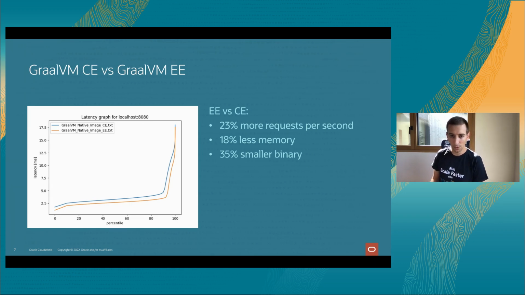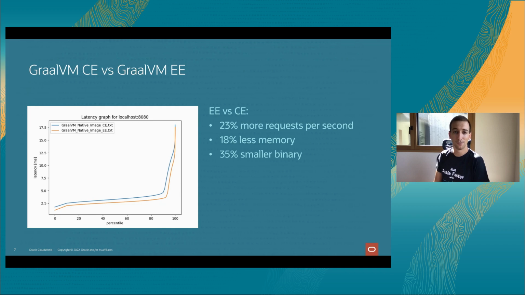Basically, a more common term to talk about is percentiles. If you look at the 50th percentile, it is what we call the median. The median is where half the response times are lower than this value and half the response times are higher than this value. So if you look at this chart, GraalVM Community Edition may be around 3 milliseconds median, so the 50th percentile.